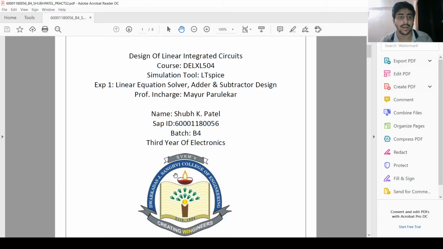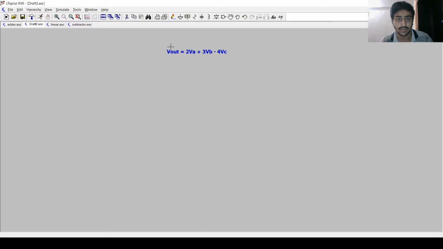In this experiment, I am going to show how to implement a linear equation using an op-amp and the working of an adder and subtractor, and finally simulate them using the simulation tool LT Spice. So let's open the LT Spice software.